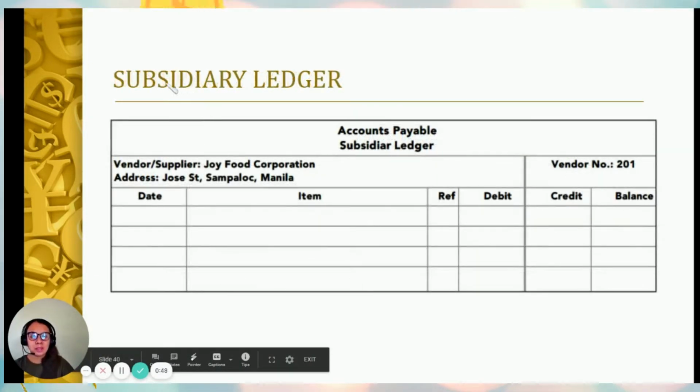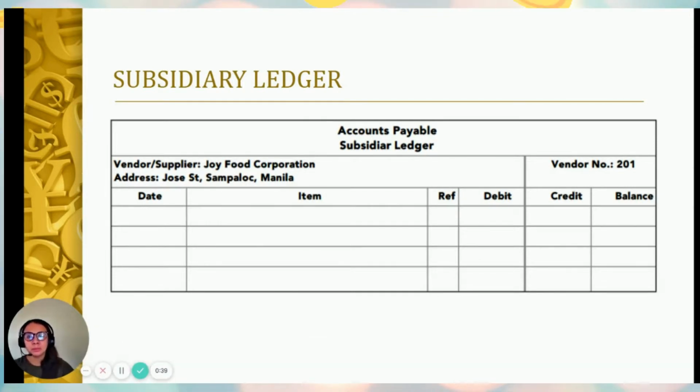The next one is a subsidiary ledger. A subsidiary ledger gives you information about a group of like accounts that contains the independent data of a specific general ledger. So a subsidiary ledger is created or maintained if individualized data is needed for a specific general ledger account.